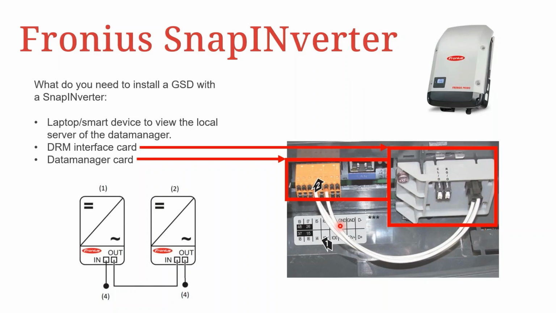So this means you need to have one DRM interface card for each master data manager on site. So if there's one inverter on site, you need one DRM interface card. And if there's two inverters on site, just like this picture here, and they're connected together in a solar net loop, you only need to connect the DRM interface card to the master inverter, and then you connect the one GSD to that interface card. And that's all you'll need.